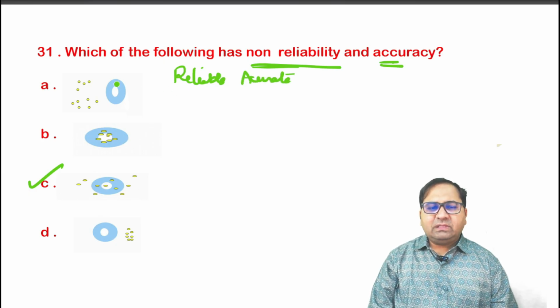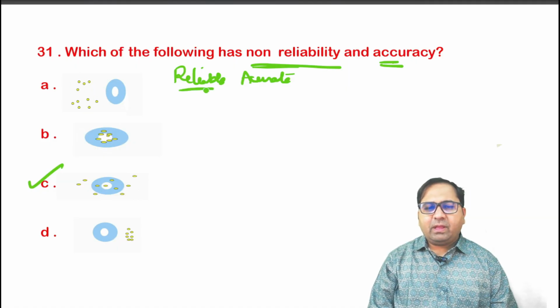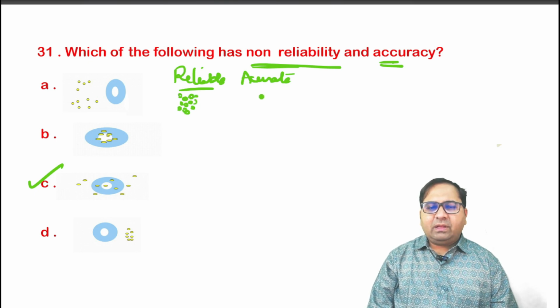Okay. See, this is a bullseye. The blue color is a bullseye and the yellow ones are the shots. When all the shots are at one place, then you say it is reliable. And if any of the shots touch the bullseye, then you can say it is accurate. These two rules you have to remember very well. If all the shots are at one place, then it is reliable, and if any of the shot touches the bullseye, that is the blue color eye over here, then it is accurate.